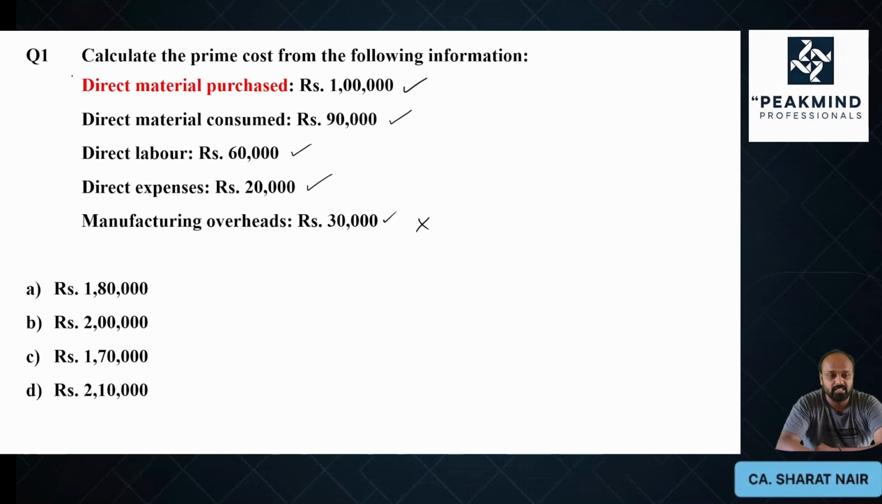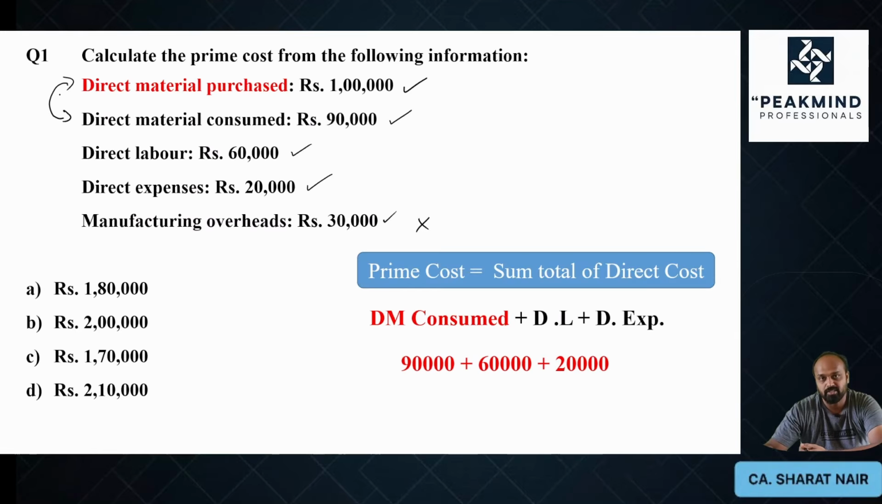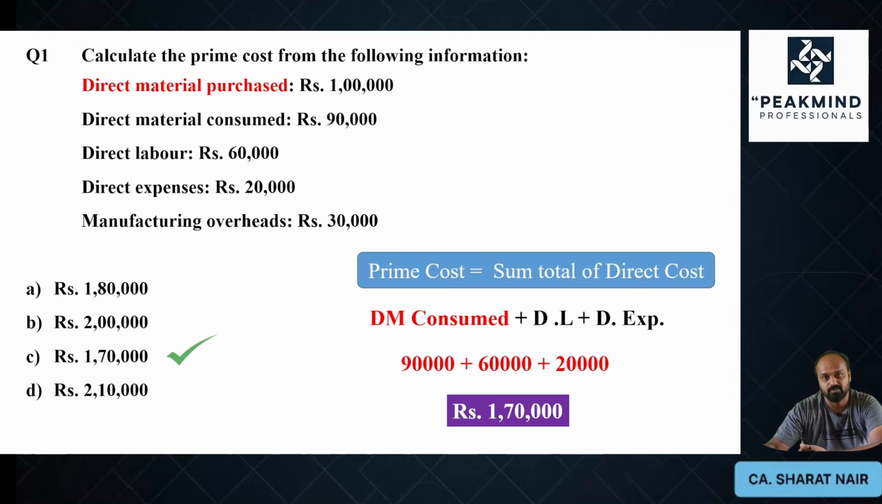Another important tricky adjustment is with respect to direct materials. They have mentioned both direct material purchased and direct material consumed. But while calculating the prime cost, we need to consider only the direct material consumed. So in this case, our answer should be 90,000 plus 60,000 plus 20,000, totaling to rupees 1,70,000. So the correct option in this case is option C, which is 1,70,000.